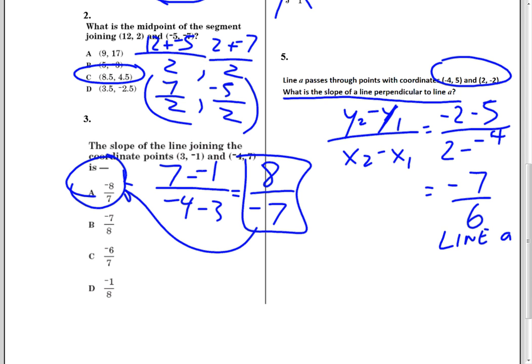Have a picture in your mind. Take a look at the sideboard for a moment. Is -7/6 going to be uphill or downhill from left to right? Downhill. I don't even know exactly what it'll be, but I know it'll be going downhill from left to right. If I want something perpendicular to that, is that new line going to be positive or negative? Positive. It's always going to be the opposite of what you're looking at.